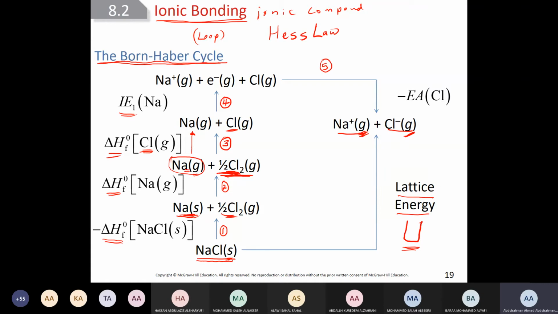Let's look at equation 5. We did not do anything to sodium plus. It is sodium plus here. What did we do then? We added an electron to chlorine to make it Cl minus. What's this reaction called? Electron affinity of chlorine, and we have to change the sign. Always delta H is equal to minus electron affinity. Clear? Good. So from Hess's law, U equals what?